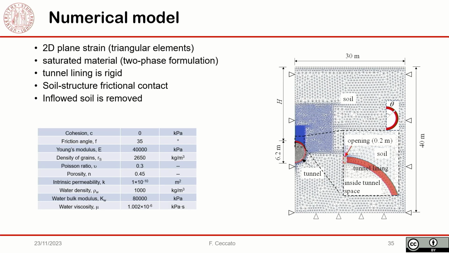So we tried to simulate that with the material point method. We took this tunnel lining with a small opening at the top in this case. It is a 2D plane strain analysis, although the problem is usually three-dimensional, but to start, we did this simplification. The material is saturated, and the formulation is fully coupled. So we are considering the change in pore water pressure and effective stress coupled. We also have frictional contact between the tunnel and the soil, and we assume that the soil that enters the tunnel will leave that area.